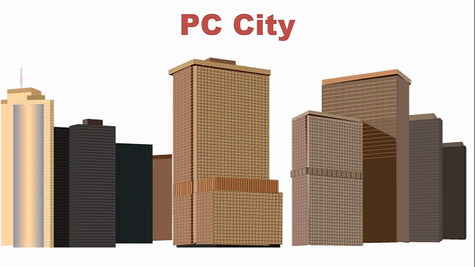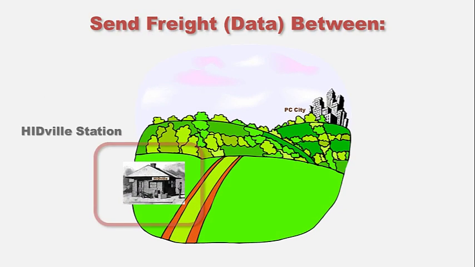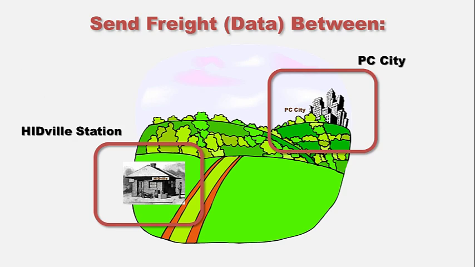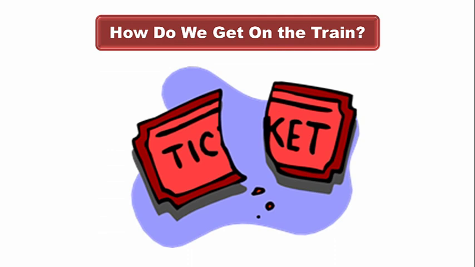Now, the USB railroad is pretty fast, with a new train or USB frame leaving the station every millisecond. That's 1,000th of every second. We'll think of your whole design as a business that has branches in both Hidville and in PC City. We need to send packages back and forth between these branches using the USB railroad. So, how do we get on the train?